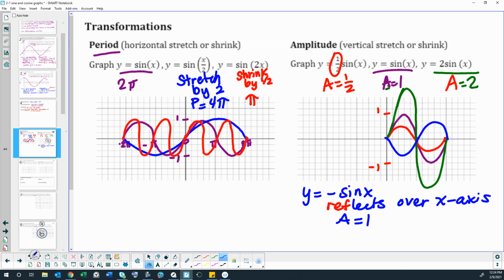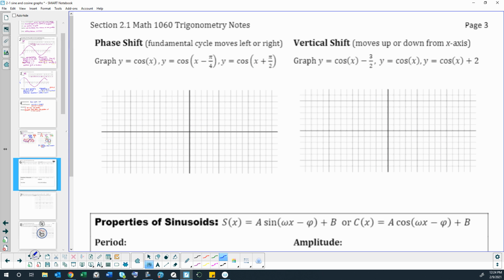Okay, next. So this time we're going to play with our cosine graphs instead, just switching things up. So let's do our basic fundamental graph. I like to put in my key points, it really helps me to sketch this. I'm going to have a maximum at 0, a maximum at 2 pi, a minimum at pi, and then I'll have intercepts in between, and then I can sketch the curve in between.